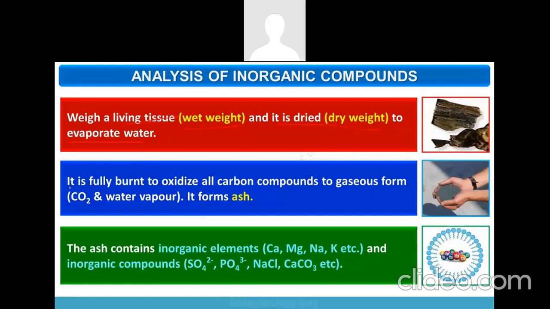Next, it is fully burned to oxidize all the carbon compounds. So when you burn, obviously oxidation happens. All the carbon compounds get oxidized and turn into gaseous form, that is carbon dioxide and water vapor, and finally it forms ash. This ash will contain all the inorganic elements like calcium, magnesium, sodium, potassium, and the inorganic compounds like the sulfate ions or the phosphate ions, sodium chloride and calcium carbonate, etc.